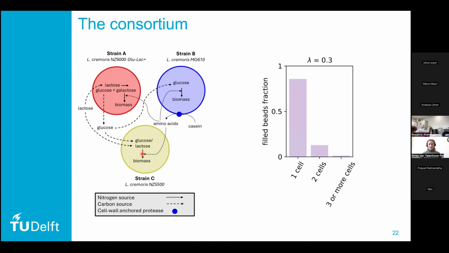And we used a lambda of 0.3. At this lambda value, we also have quite some empty beads, but of the beads that are filled, most of them contain 1 cell, a couple of them contain 2 cells, and we have very little droplets with 3 or more cells. So we again look for the pairwise interactions. So we maximize the number of droplets with 2 cells, and minimize the number of droplets with 3 or more cells.